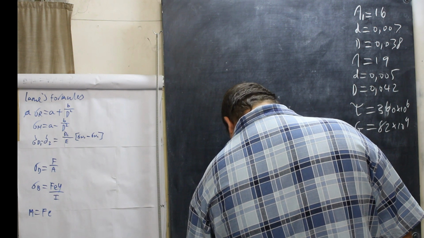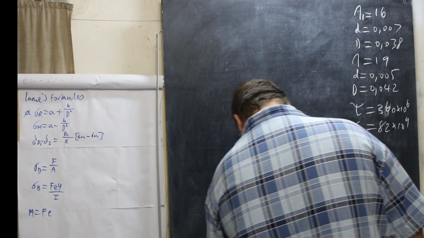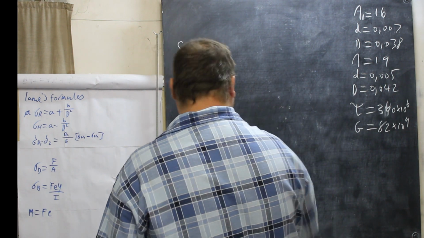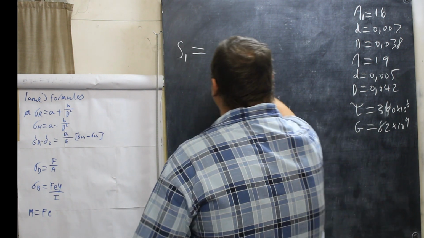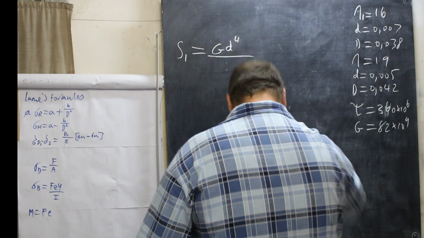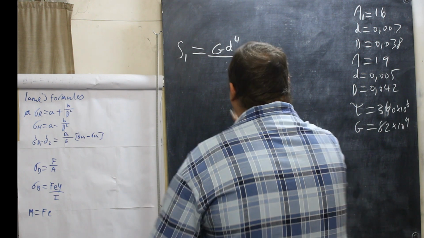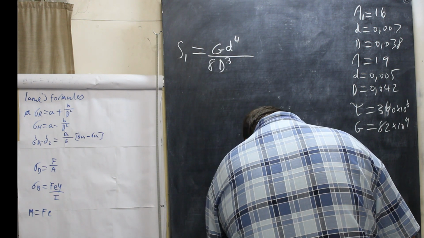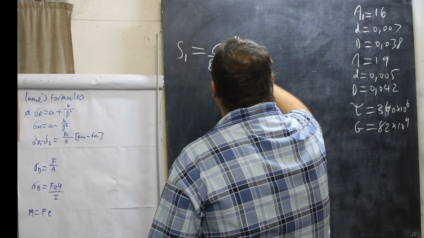First is the stiffness, the total stiffness of the springs. Well, how we work this out is S1 is equal to G d^4 over 8 D^3 N.